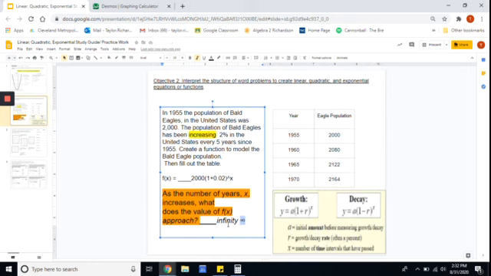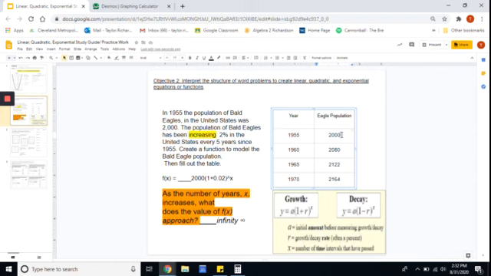That means infinity, okay? Now, if this was decreasing, or the population was going down and getting smaller and smaller and smaller, what would it be getting closer to? It'd be getting closer to 0. It's getting smaller and smaller until there's no more eagles left, or 0.